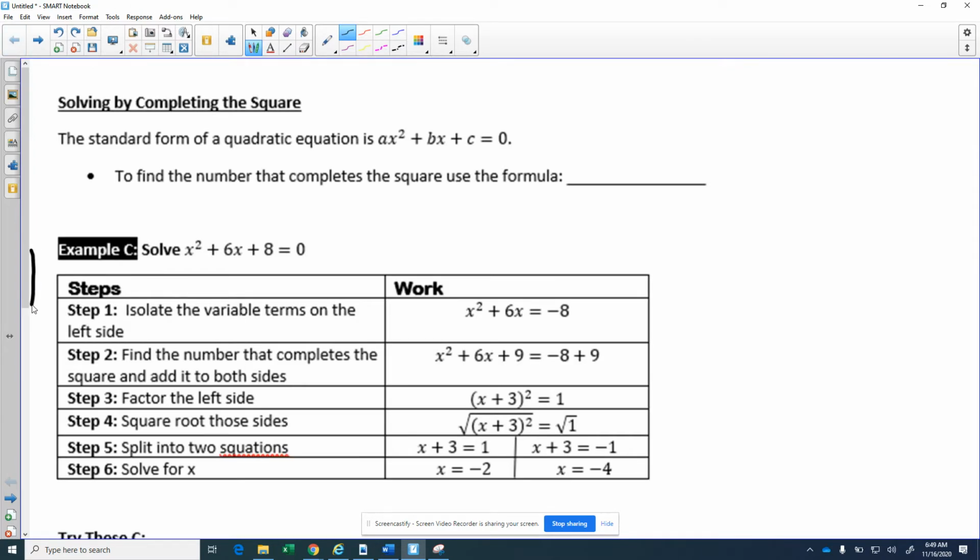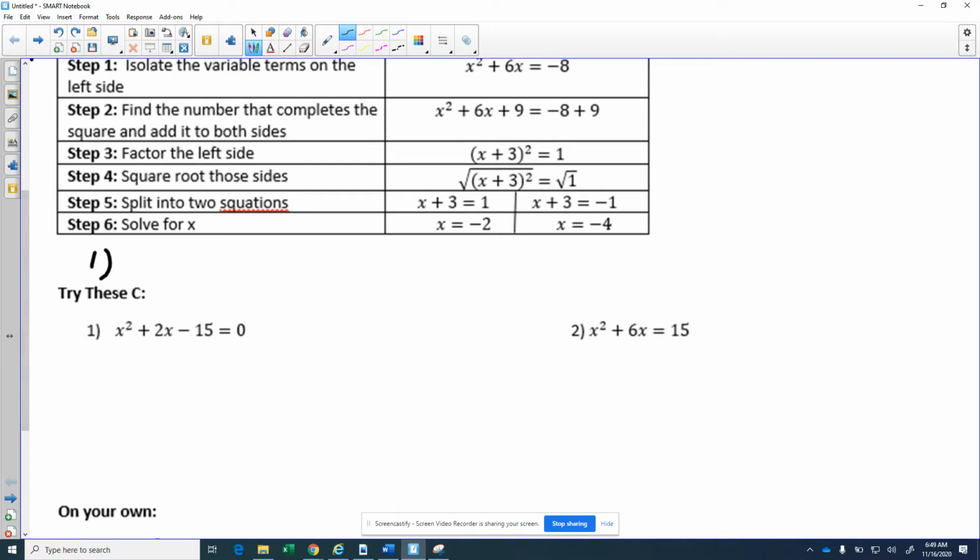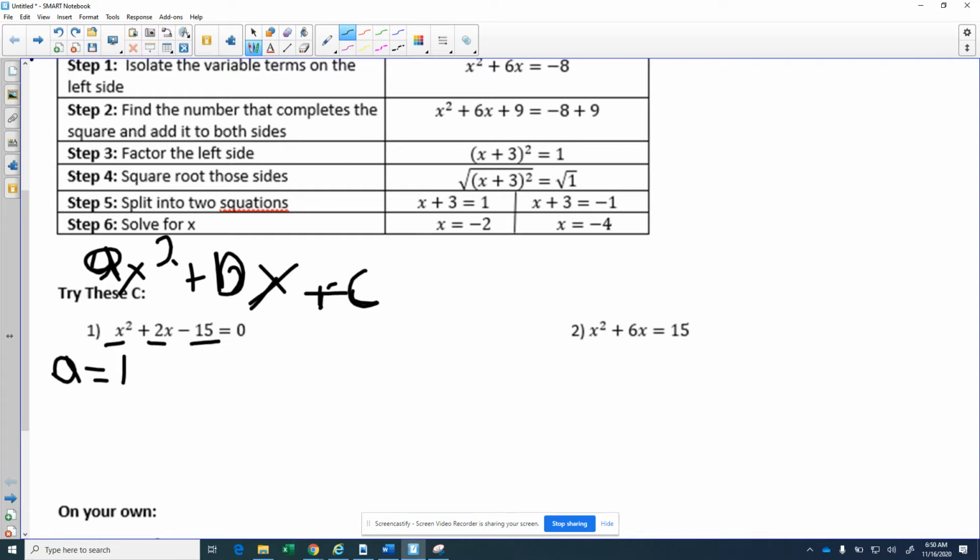We have a of x squared plus b of x plus c. And all three of those values come from the equation itself. So for example, what we're going to do is call this A, B, and C. We're not worried about the variables that are with it. We're only worried about the numbers. A is 1, B is 2, C is negative 15.